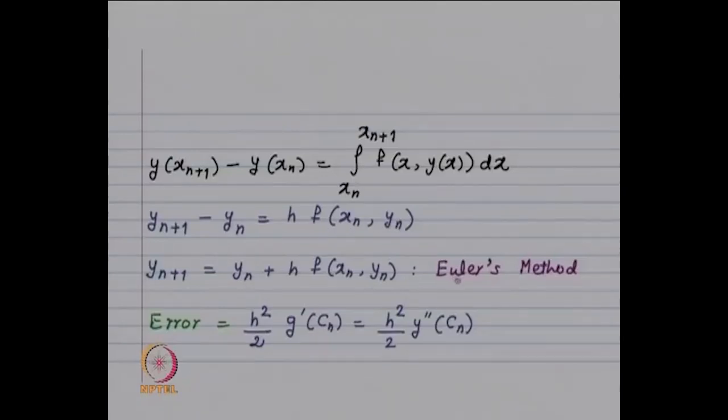This is nothing but our Euler's method, and the error is h square by 2 g dash c n, which is same as h square by 2 y double dash c n. So, now the rectangle rule gives us back the Euler's method. When we derived Euler's method, we looked at the Taylor series expansion for y and truncated it, keeping only one term or two terms, and that gives us Euler's method. Now, another way of looking at Euler's method is to apply numerical quadrature to the right hand side, use rectangle rule, and then we get Euler's method.